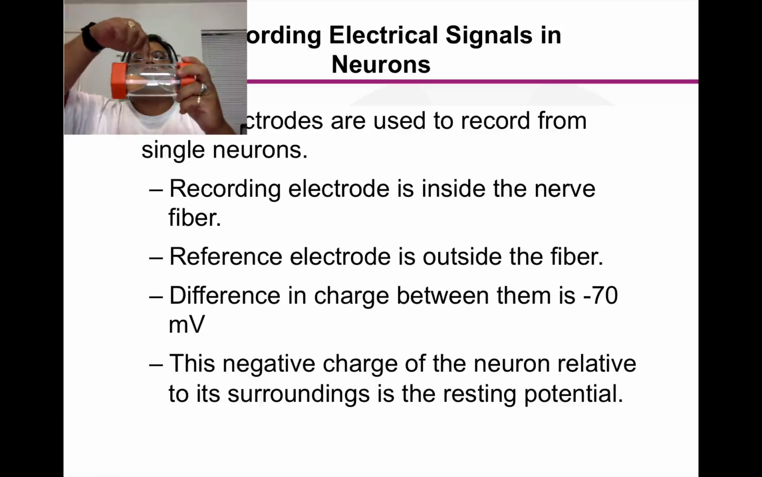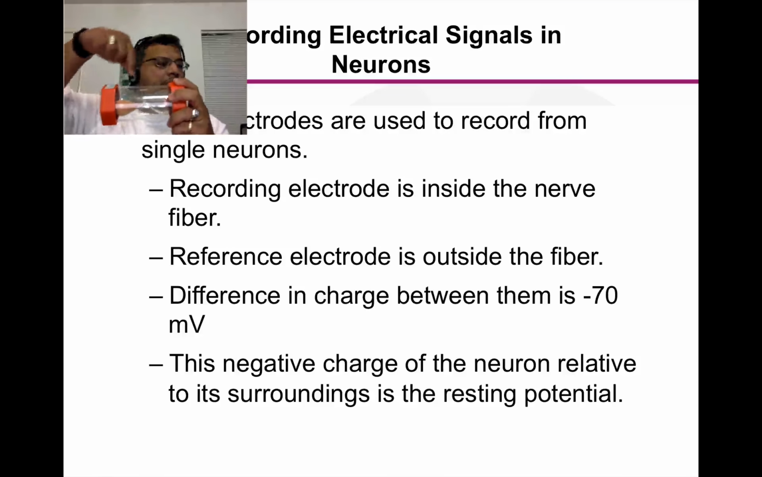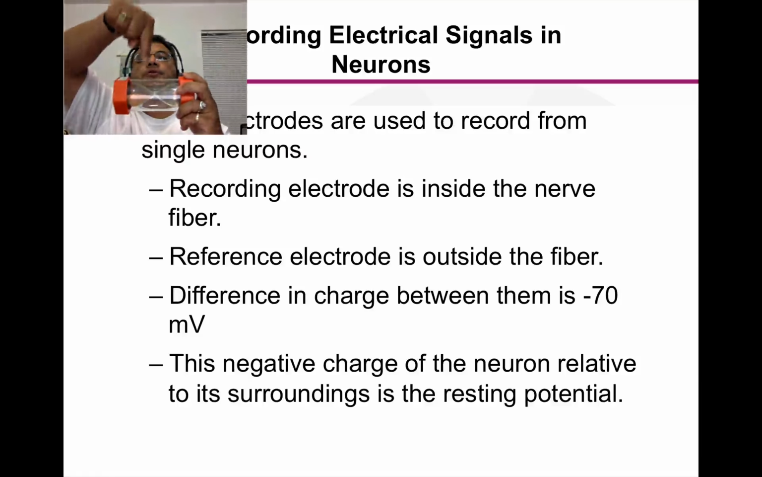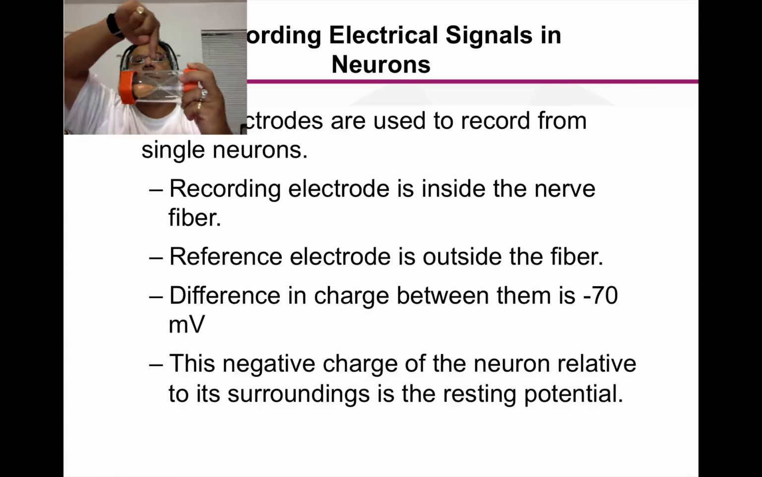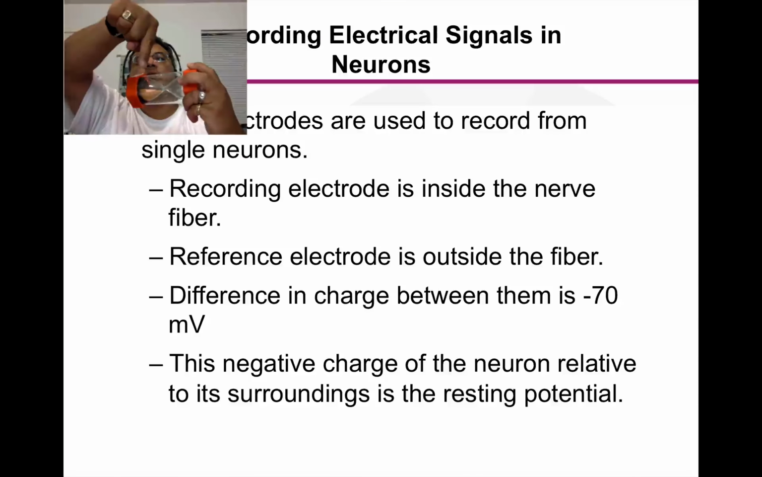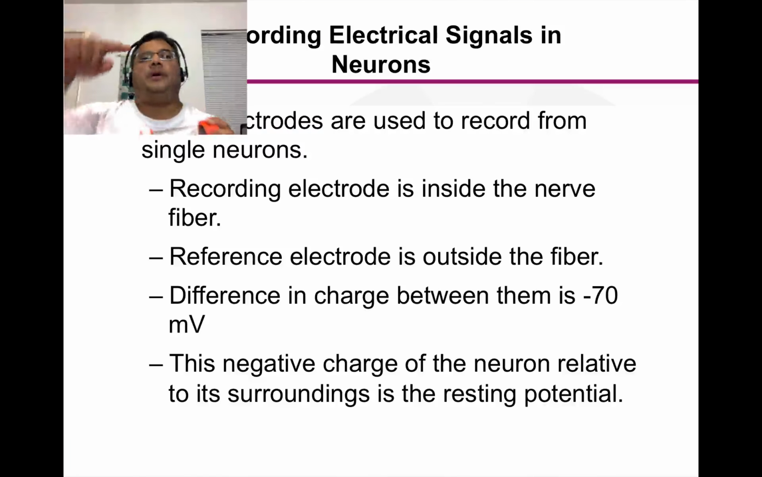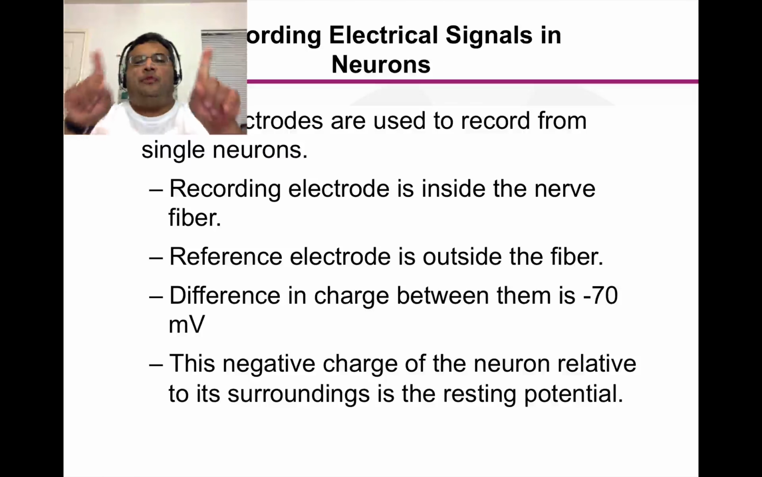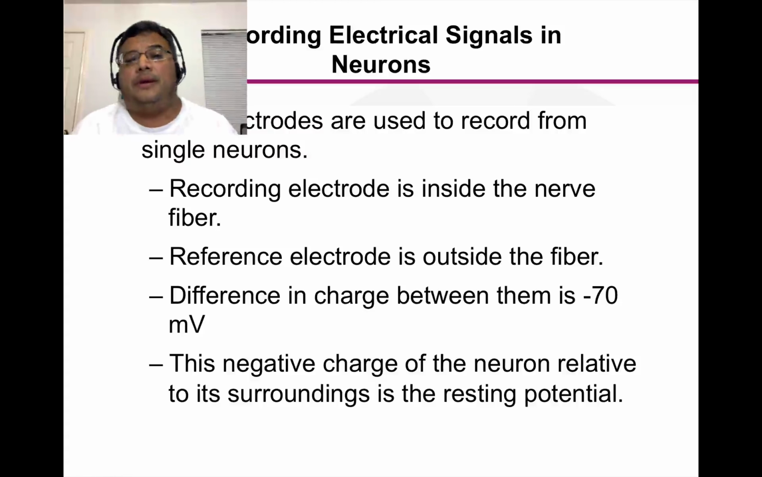And so what they do is they insert an electrode inside the nerve fiber, and then they have another electrode that's sitting outside the nerve fiber. So there's one stuck in the nerve fiber, and there's one outside. Well, if you know anything about electricity, that's how you measure electrical potentials, is the difference between two electrodes, right? And we can actually measure the electrical charge difference between the inside and the outside of that neuron.